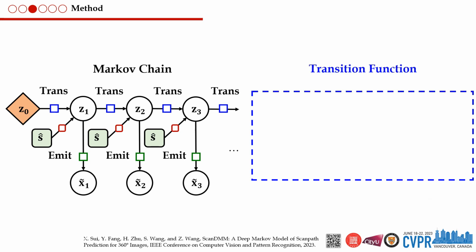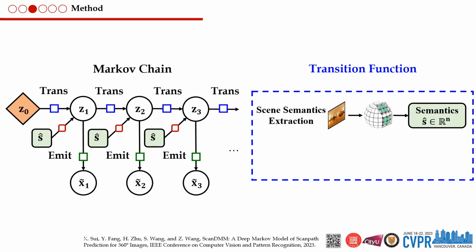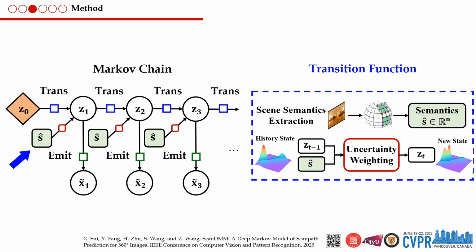To move from one visual state to the next, we use a semantic guided transition function. We first extract the scene semantics of a 360-degree image using a spherical convolutional network. The semantic feature provides important information about the scene to guide gaze behaviors. During the state transition, the scene semantic feature consistently influences the nonlinear dynamics of the states. This is done using an adaptive uncertainty weighting function, which works like the gate function of a long short-term memory network. It determines how much of the previous visual state components need to be updated.